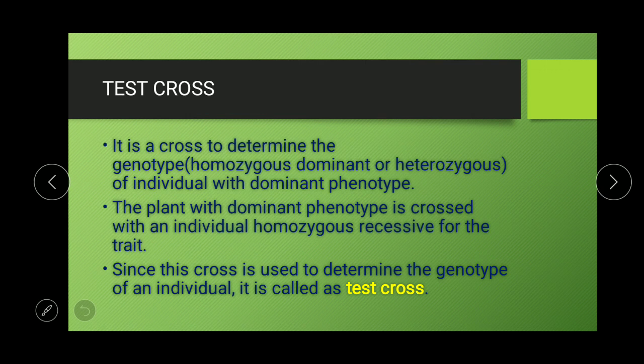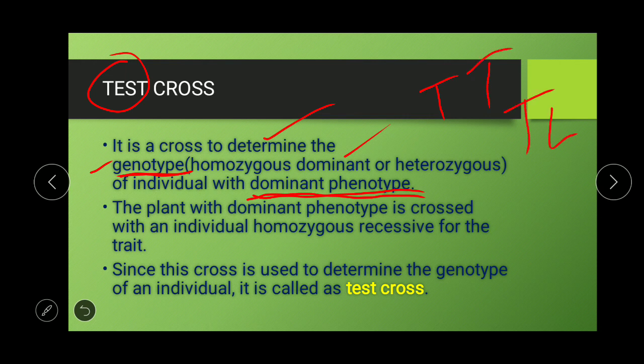As the name suggests, test cross means it must be testing something. So what does it test? It is a cross to determine the genotype of the individual with the dominant phenotype. So genotype of which individual? Genotype of the individual with the dominant phenotype. The genotype can be homozygous dominant, for example, if you are considering the plant height, it will be TT. It can be heterozygous like capital T and small t. So we will see how this is used to determine.